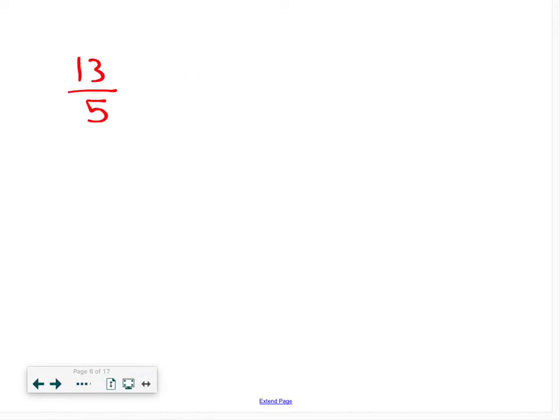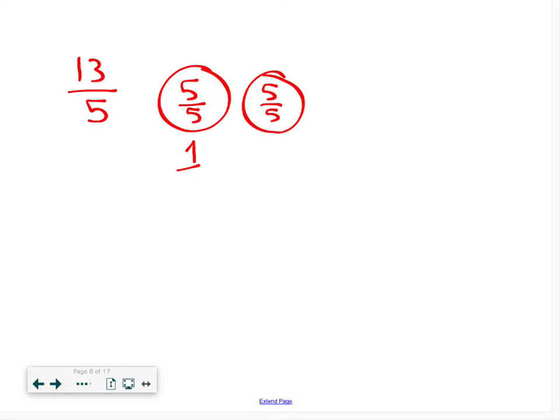If you need to change an improper fraction like 13/5, you can draw it, and that's a strategy. I think it's easier instead to think about it. Instead of drawing out fifths in every single pizza, I think you should pull out as many wholes as you can. If this pizza's cut into 5 pieces, how many fifths do I need to make a whole pizza? I draw a pizza: there's 1 5/5, so there's 1 whole pizza. There's another 5/5, so there's another whole pizza.